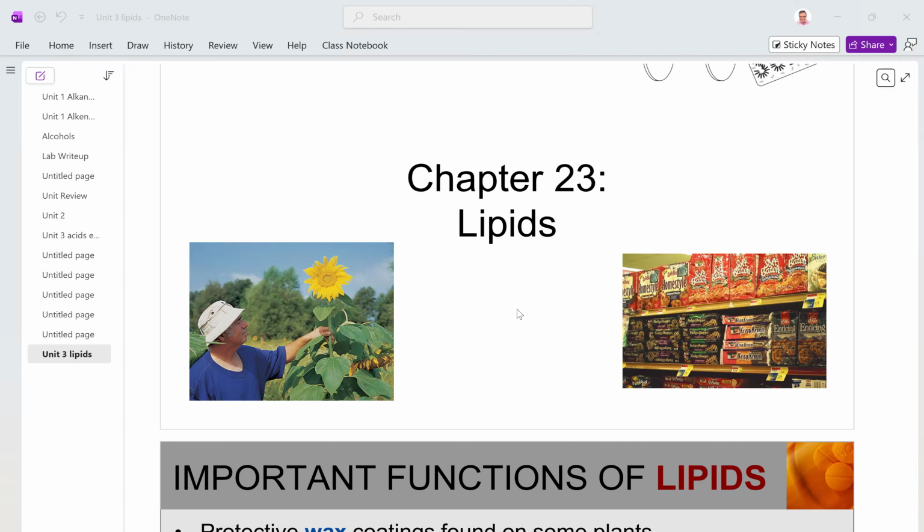All right. We're going to continue on with carboxylic organic acids and esters into lipids. The chemistry of lipids is esters. That's why I followed lipids with carboxylic acids.